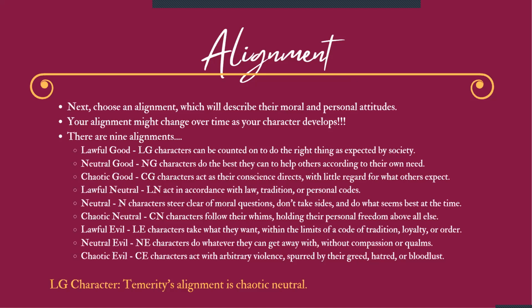And when you choose a class or race, there are different recommended alignments based on that, because some races tend to fall under certain alignments. But again, don't feel pressured to choose an alignment that fits their race or class, because it's really fun to play things that contradict one another. And for our character example that we've been talking about, we chose Temerity's alignment to be chaotic neutral.